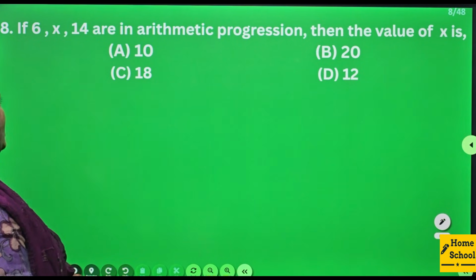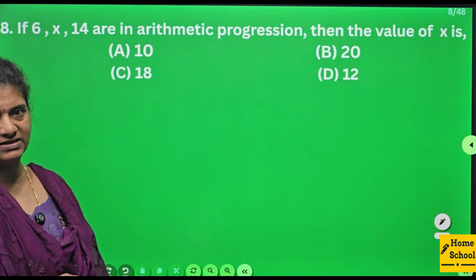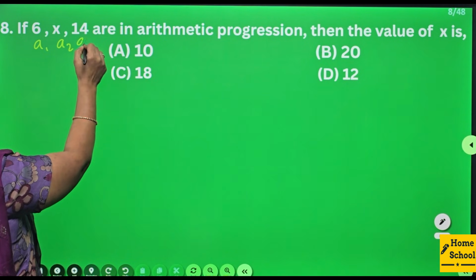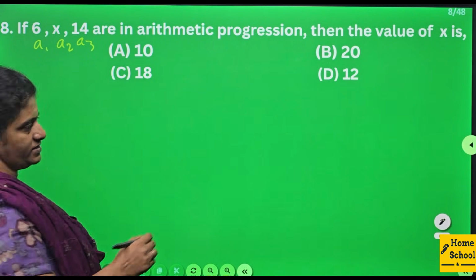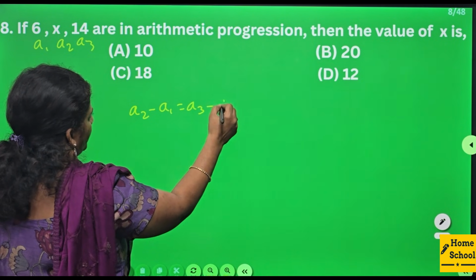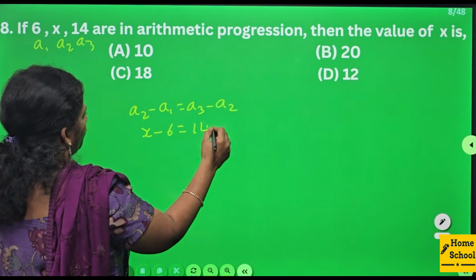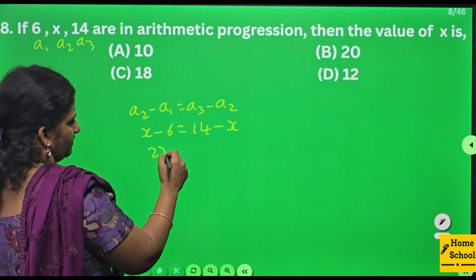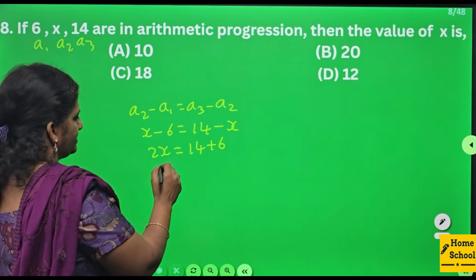Eighth one. If x, 6x, 14 are in arithmetic progression, then the value of x is. 6x and 14 are in AP. How to do this one? We know if they are in AP, the common difference is constant. That means A2 minus A1 is equal to A3 minus A2. Check it out. 6x minus x is equal to 14 minus 6x. This 6x minus x transpose this side, x plus x will be 2x, and 14 minus 6 if it goes to this side, plus 6.